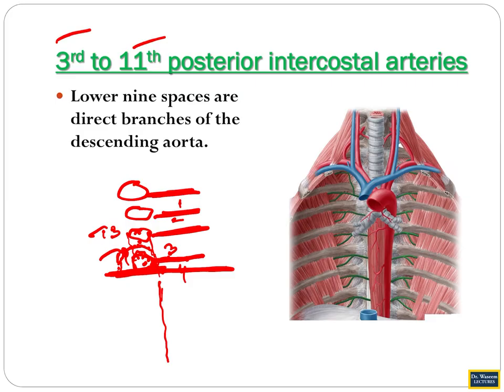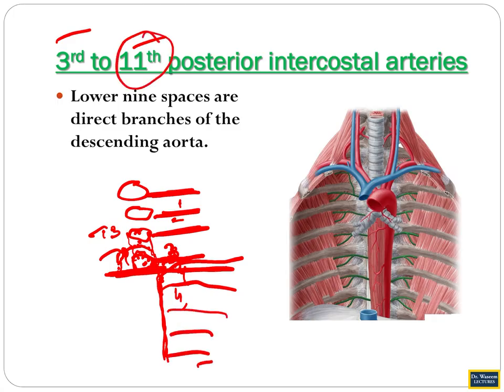And the lower border of your fourth thoracic vertebra means this will be where your fourth rib is. And above the fourth rib, you already know we have got the third intercostal space. And below the fourth rib, you have got the fourth intercostal space. Means the aorta is enough by itself to supply the third intercostal space, then the fourth, then the fifth, sixth, seventh, eighth, up to the 11th.